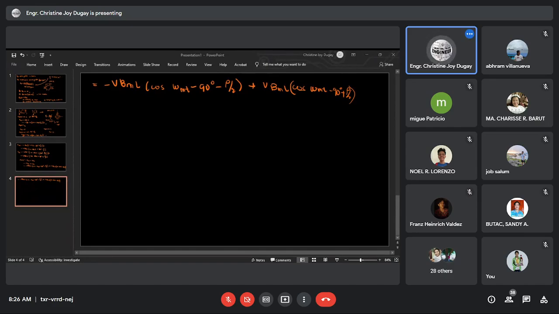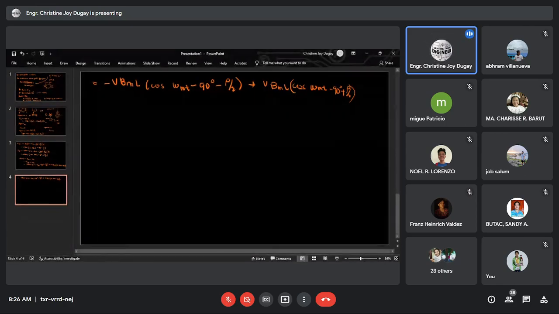Trigonometric identities. Yes or no? So if we are going to set, this is A, and this is B. So mangyayari dito, cosine A less B. So pwede pala natin ilabas muna yung constant natin, which is negative VBML. So that is equal to negative VBML, quantity na siya, cosine of omega m t, less 90 degrees less rho over 2.